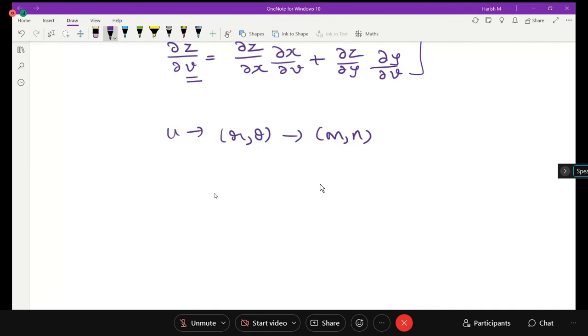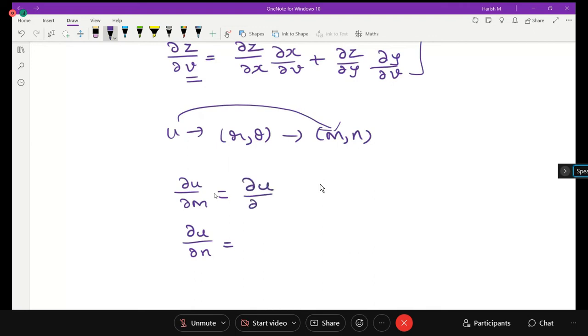What are those partial derivatives? dou u by dou m and dou u by dou n, because u is connected with m and n now.